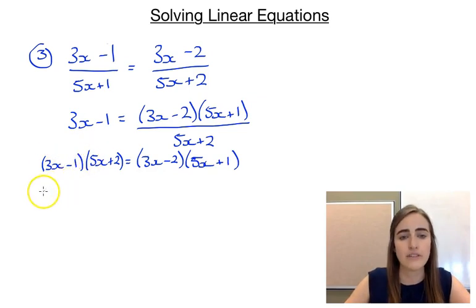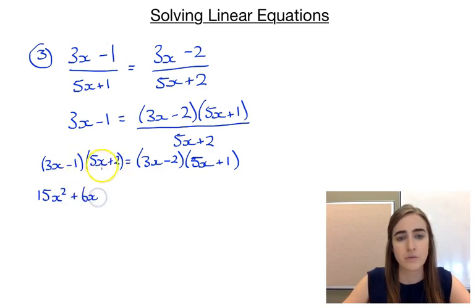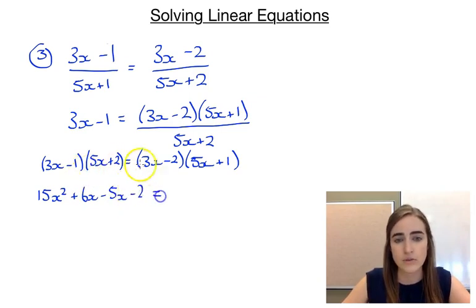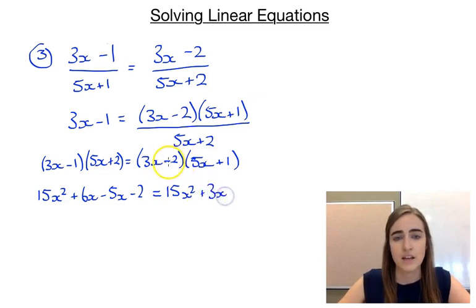So 3x times 5x is 15x squared. 3x times 2 is 6x. Minus 1 times 5x is minus 5x. And minus 1 times 2 is minus 2. So that's equal to, if we expand this second side out, 3x times 5x is 15x squared. 3x times 1 is plus 3x. Minus 2 times 5x is minus 10x. And then minus 2 times 1 is minus 2.